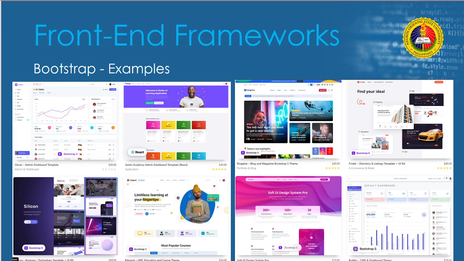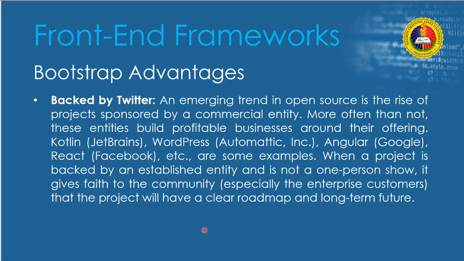Anyway, backed by Twitter, an emerging trend in open source is the rise of projects sponsored by commercial entities. More often than not, these entities build profitable businesses around their offering. So basically, there are tons of frameworks that are also backed up by large companies. We have here Kotlin. I haven't really heard that before. It is supported by JetBrains. We have WordPress, well, I've heard it before and I've used it before. It is supported by Automattic Incorporated, and then Angular, that is another framework, and it is supported by Google. React is also another framework and is supported by Facebook.